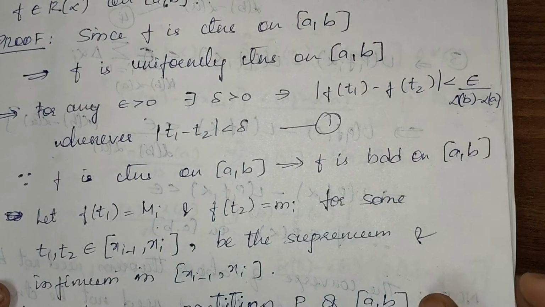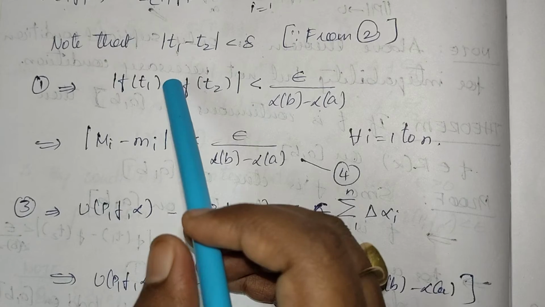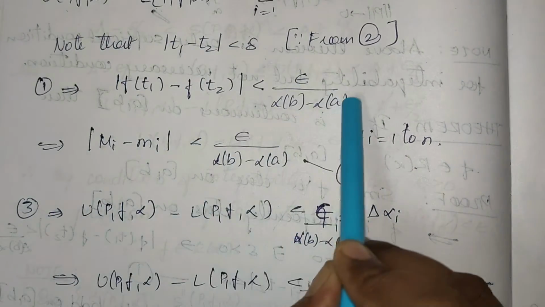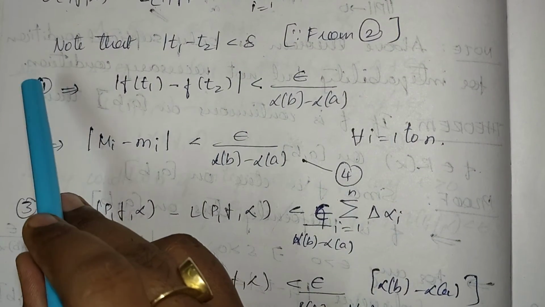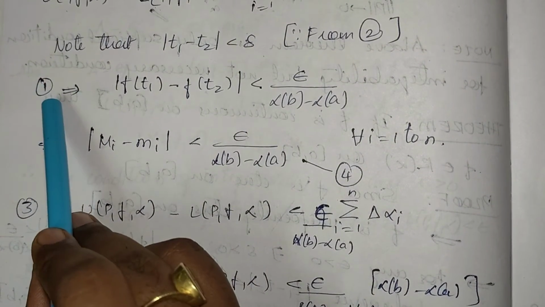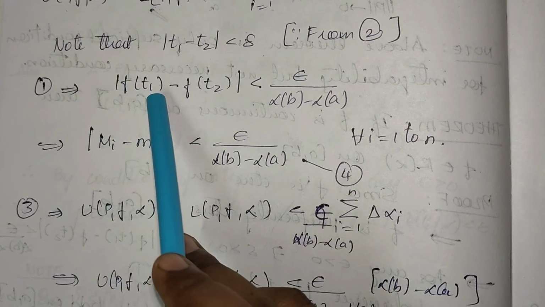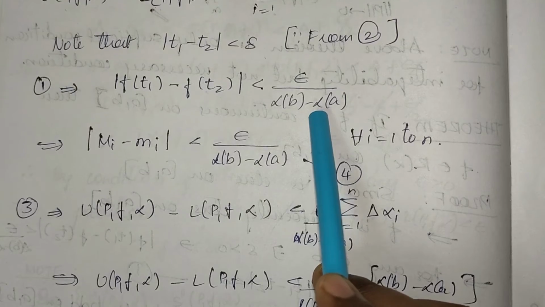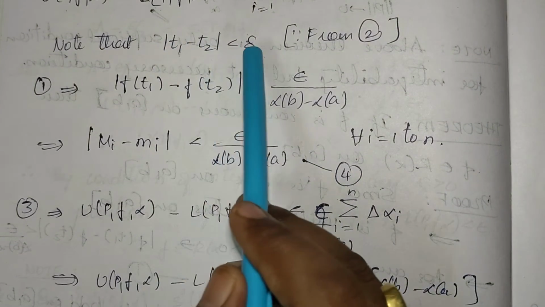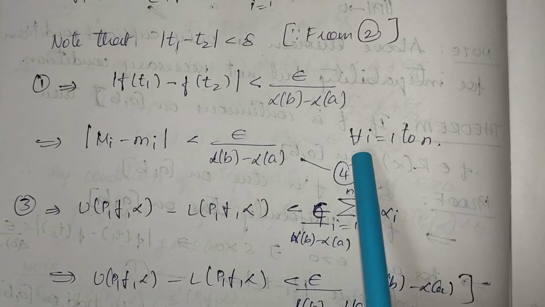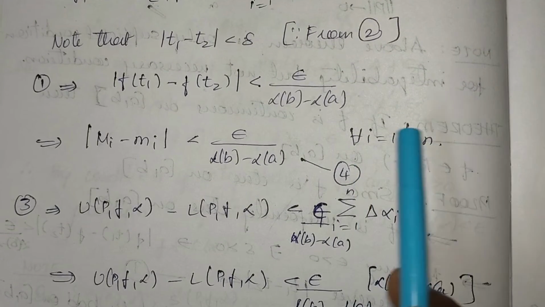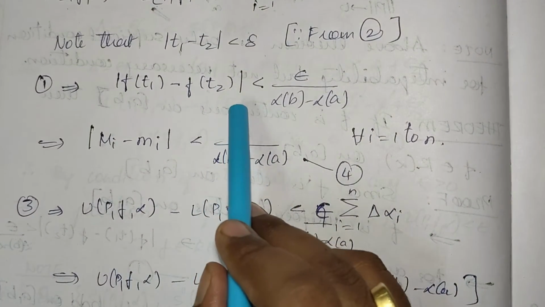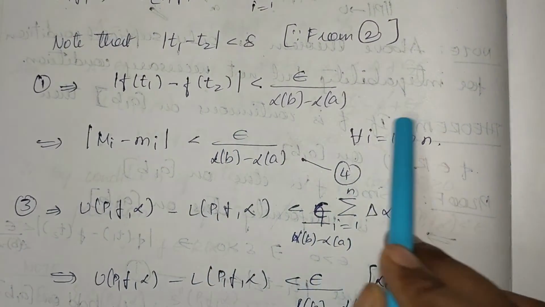So if I use that, if this holds, then this holds from equation 1, according to the definition of uniform continuity. So |f(t1) - f(t2)| is less than epsilon by alpha(b) minus alpha(a) whenever |t1 - t2| is less than delta. And this is for all i equal to 1 to n, because I have used the definition of uniform continuity, so this holds for all i.